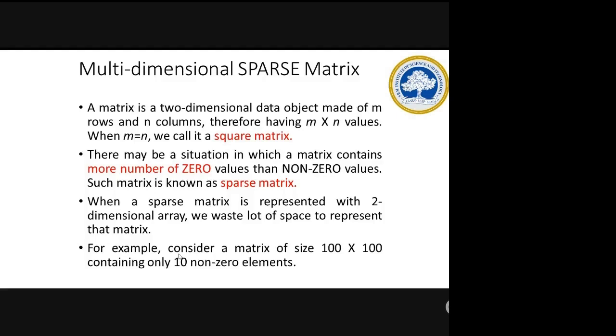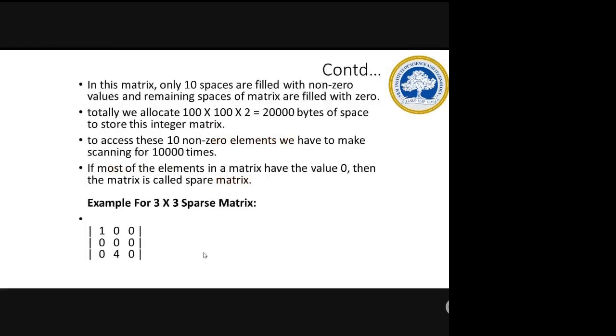If these 10,000 elements are of integer type, how much space is it occupying? Only 10 spaces are filled with non-zero values and the remaining with zero. So totally how much space is allocated? 100 into 100 into 2, if your int size is 2. So 20,000 bytes of space will be used for storing this 100 cross 100 matrix itself.